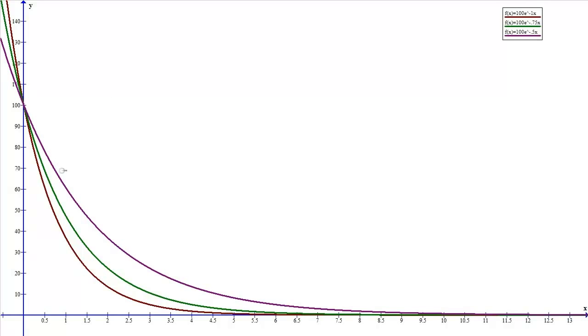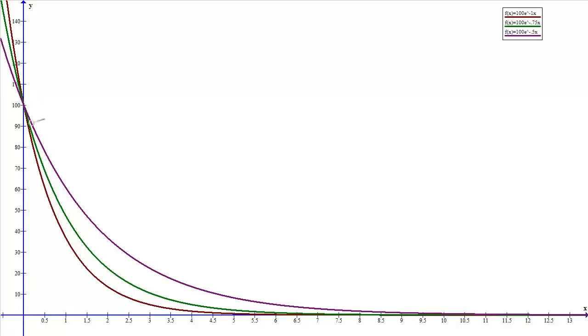If I need to model a situation where it cools even more slowly, I'm decreasing this rate, but I'm careful when I say that because we are talking about a negative exponent because it is a decreasing function. So when I say smaller, I really mean closer to 0.